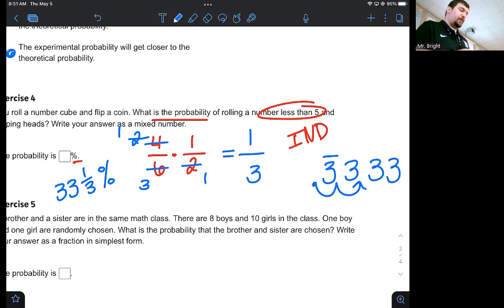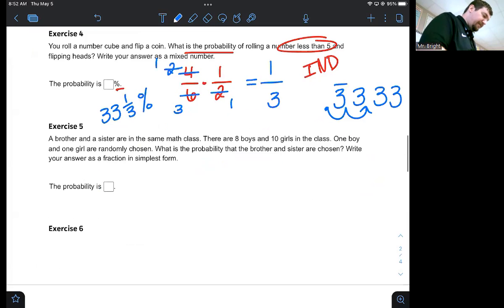Now, 33.3 repeating is fine. It's just Big Ideas doesn't have an option to write a repeating decimal. So you have to turn it to a fraction. We should know that 0.3 repeating is 1/3. What's 0.6 repeating? 2/3. Those are the ones you should probably know. We've done them a lot this year.